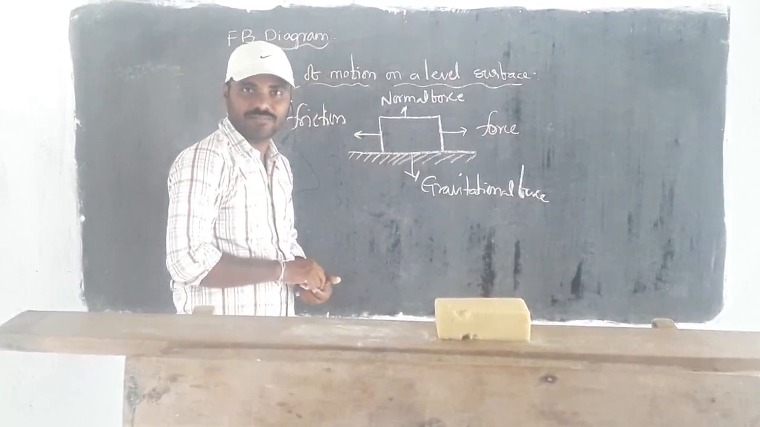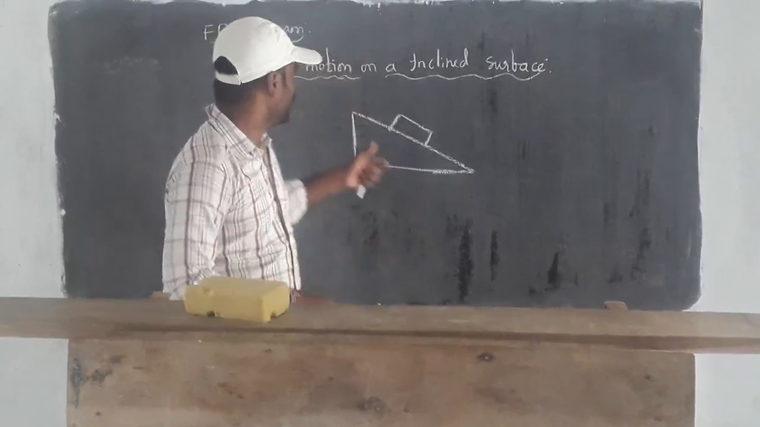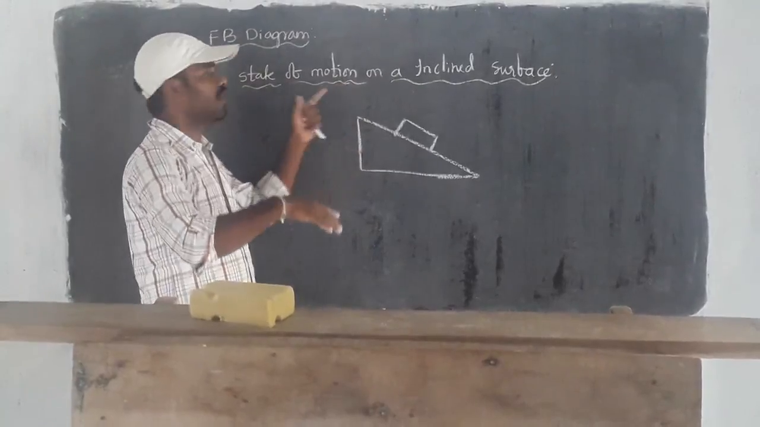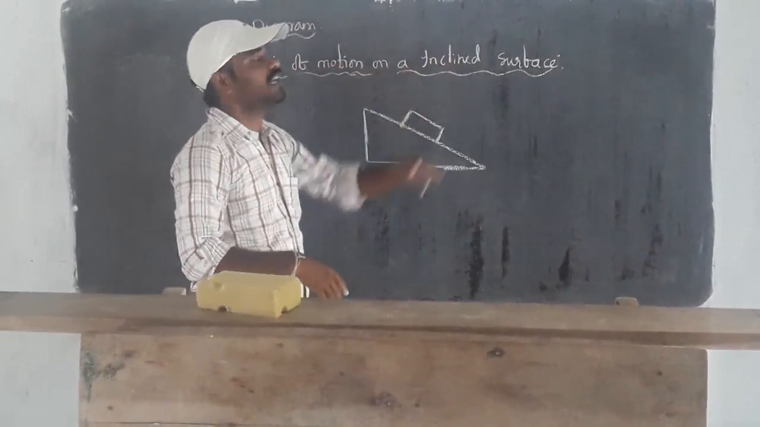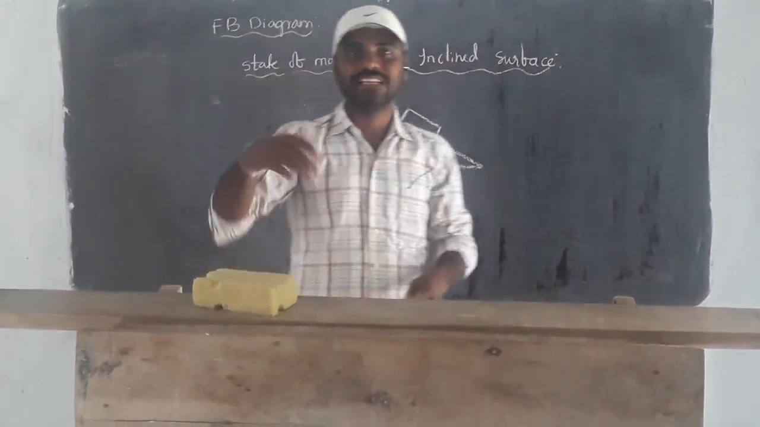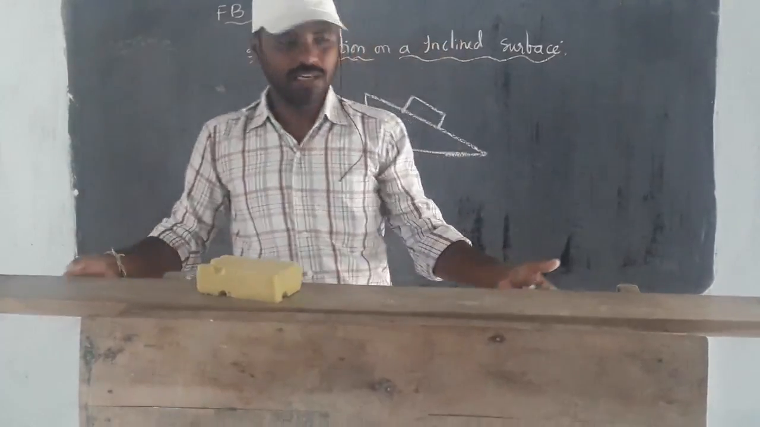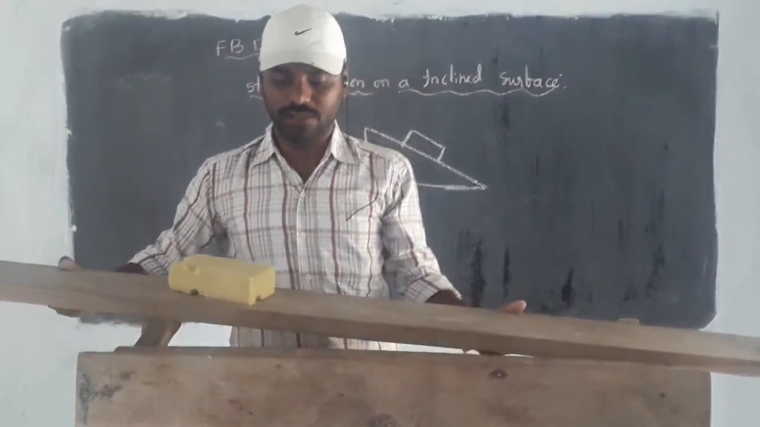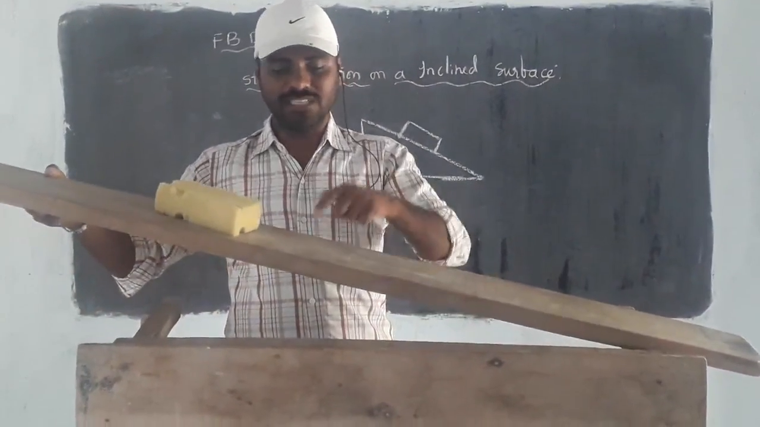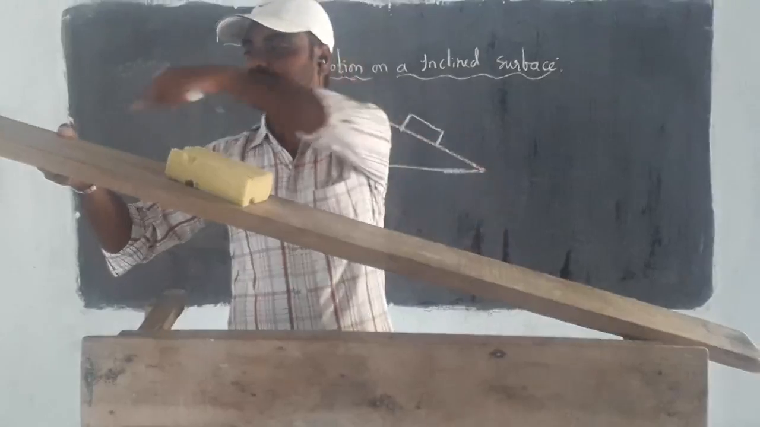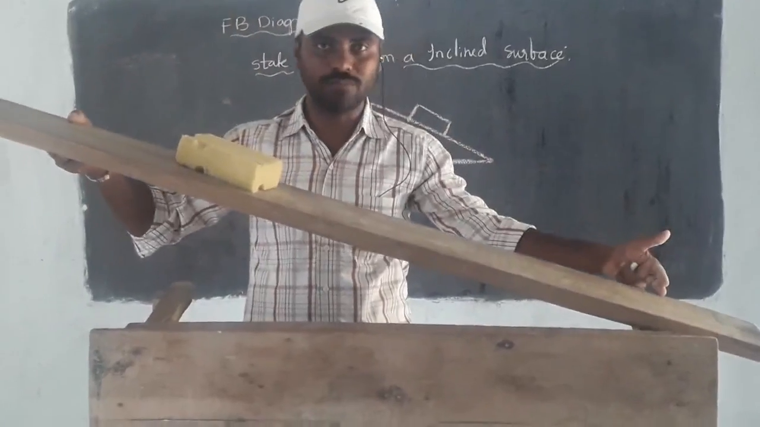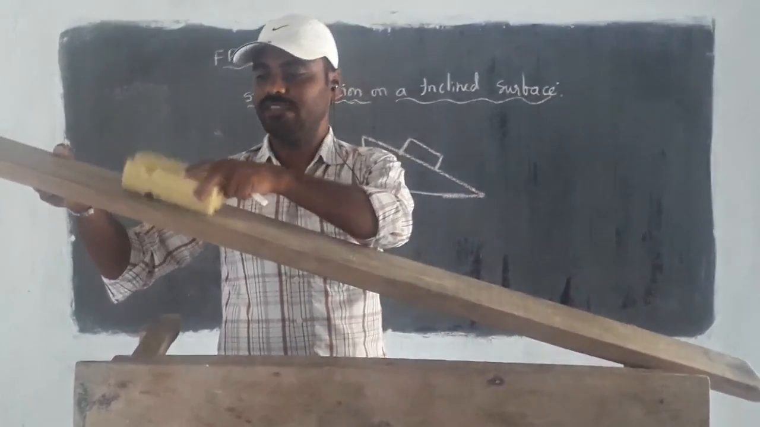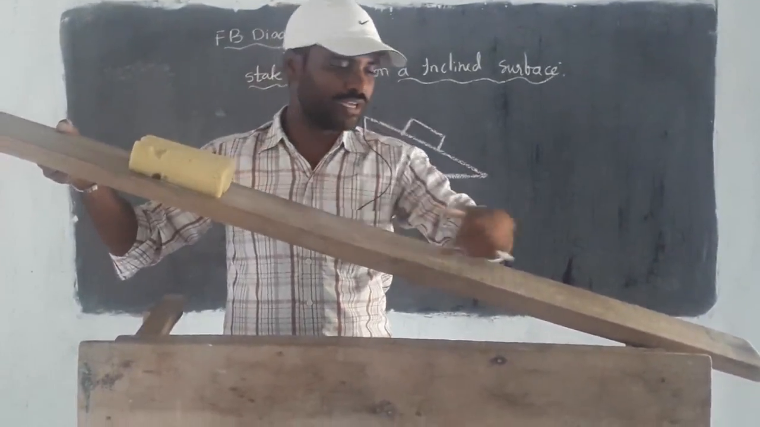It's clear? Now we have to discuss an object moving, or in a state of motion, on an inclined surface. Inclined surface means slope. For that, I am able to convert this plank into a slope. We have to lift it like this. So this is the inclined plane, means there is a high place and a low place, right? So it is somewhat a slope. Then this object is able to move like this.